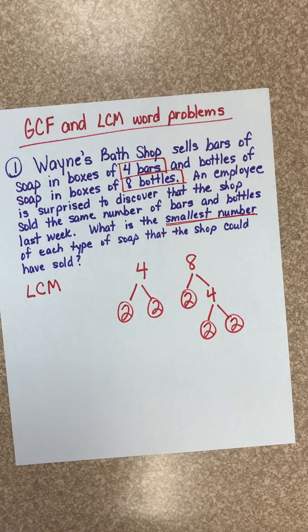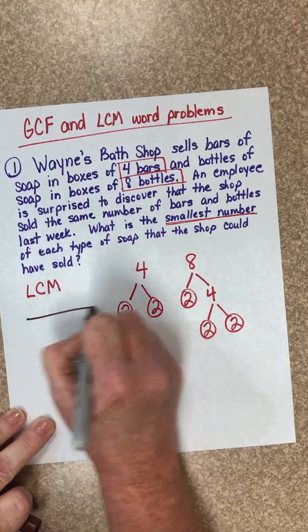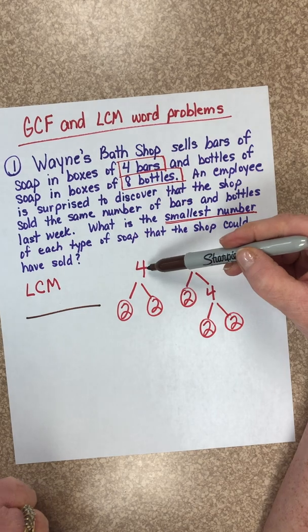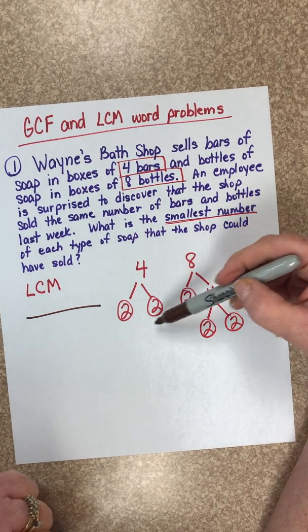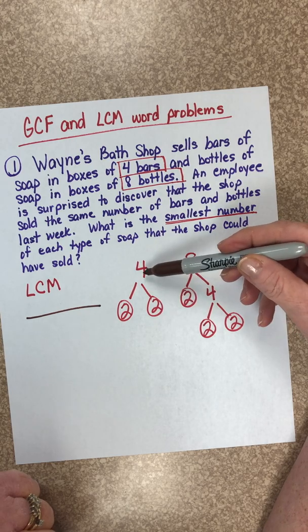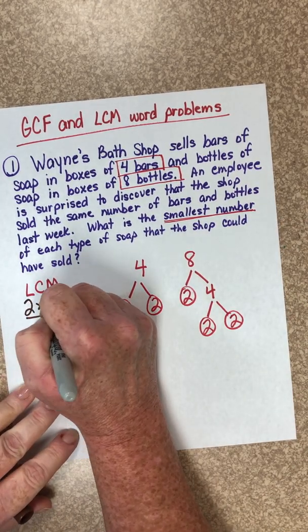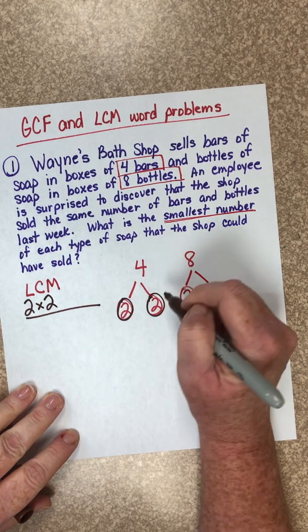Now let's find the least common multiple. I'll put it right here. So we go to the first number, and in this tree we have 2 2's. Well, for least common multiple, we need both of those. So I'm going to go ahead and write those down. 2 times 2. So I'm going to keep this one and keep this one.